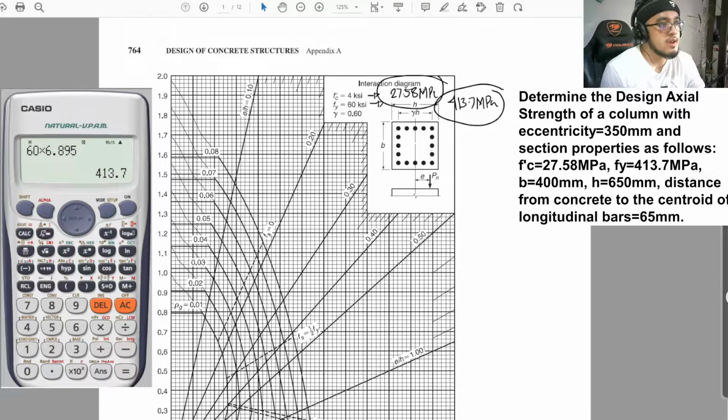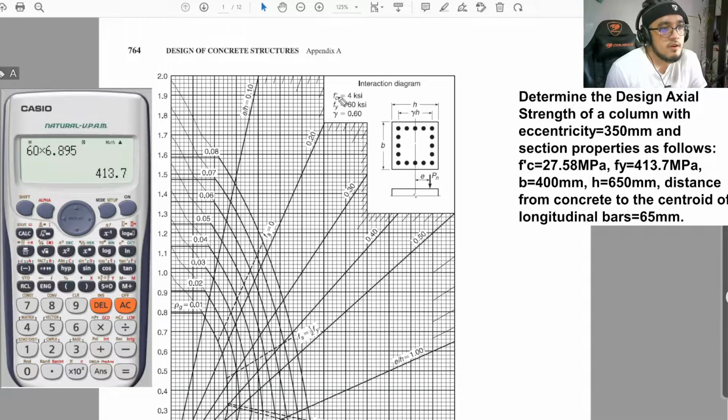Okay, so guys, as you can see, for our f'c, this is already satisfied, and our fy, this was already satisfied. But what about our value for gamma? Let us solve for that later. We will be solving for the value of gamma if we would be making use of this interaction diagram here.